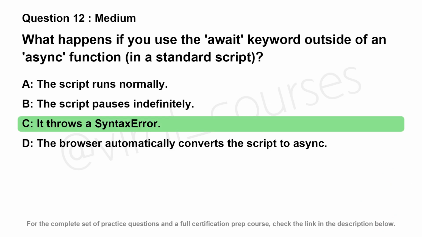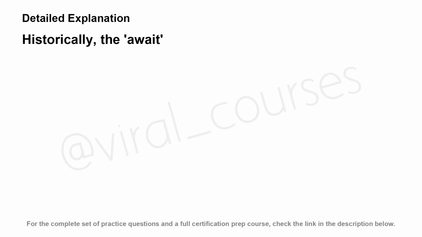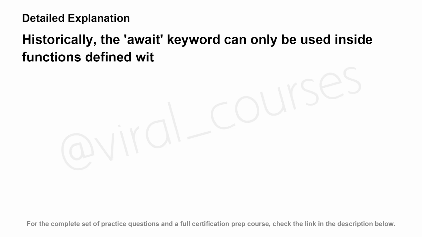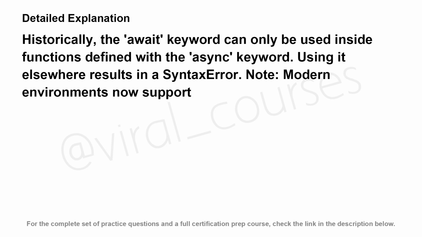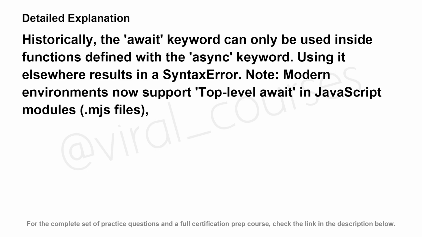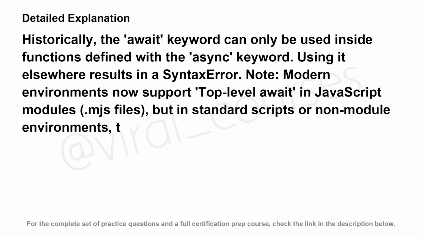The correct answer is C. Historically, the await keyword can only be used inside functions defined with the async keyword. Using it elsewhere results in a syntax error. Note: modern environments now support top-level await in JavaScript modules, .mjs files. But in standard scripts or non-module environments, the error still persists.